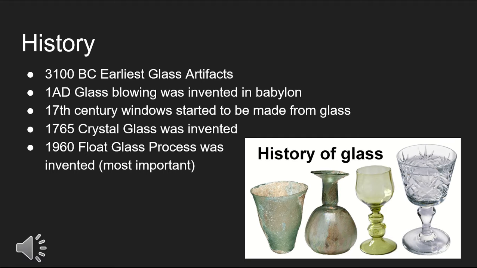Then with the advancement of glass, glass was able to be processed and sold to more of the middle class. And then in 1765, crystal glass was invented, and this kind of changed the industry because it was once again back to the wealthy. In 1960, the float glass process was invented, and this is one of the most important history marks for glass.